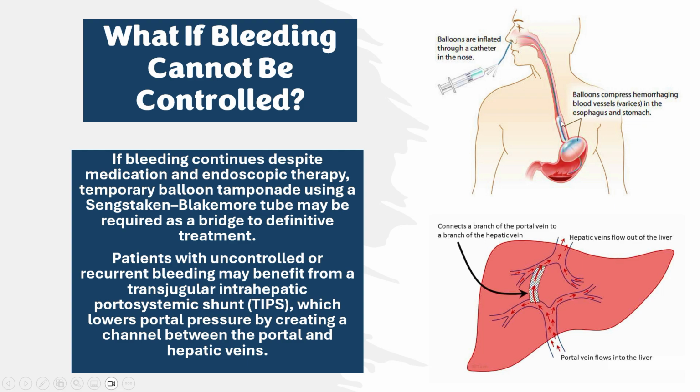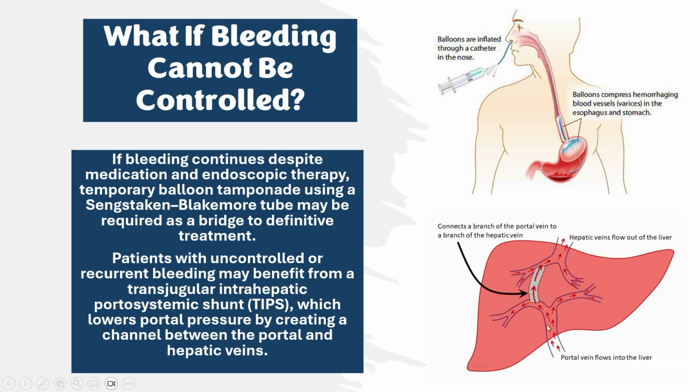And then patients with uncontrolled or recurrent bleeding may benefit from a transjugular intrahepatic portosystemic shunt, which is known as TIPS, which lowers the portal pressure by creating a channel between the portal and hepatic veins. So as we can see here, we have the shunt which is introduced, and this connects the branch of the portal vein into the hepatic vein.